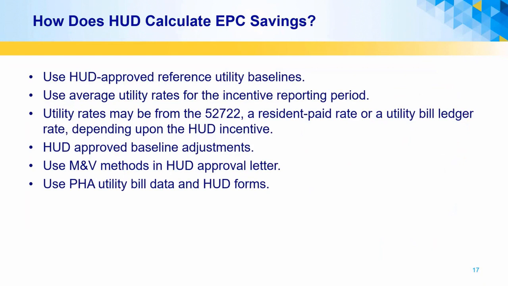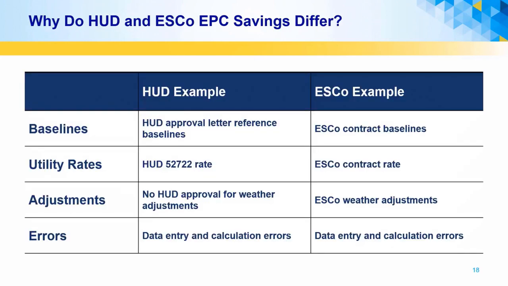HUD will only use approved utility baselines, including HUD-approved adjustments. They rely on actual annual utility consumption and average annual utility cost. They may also use HUD-approved stipulated consumption savings amounts. HUD also relies more heavily on calculations in the HUD forms and incentive regulations. By using different baselines and different utility rates to calculate savings, HUD savings calculations will differ from the ESCo contract calculations in terms of the value of the annual savings.